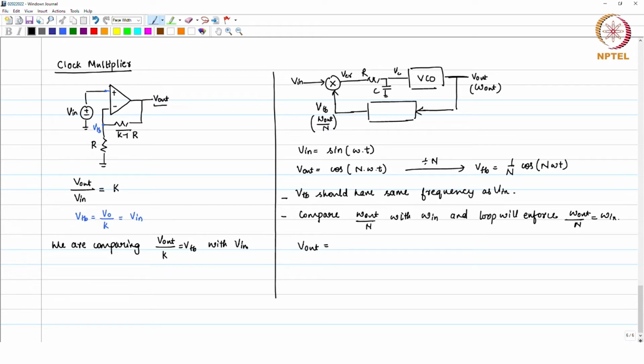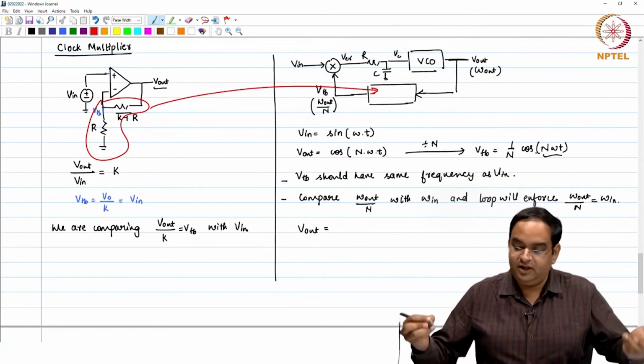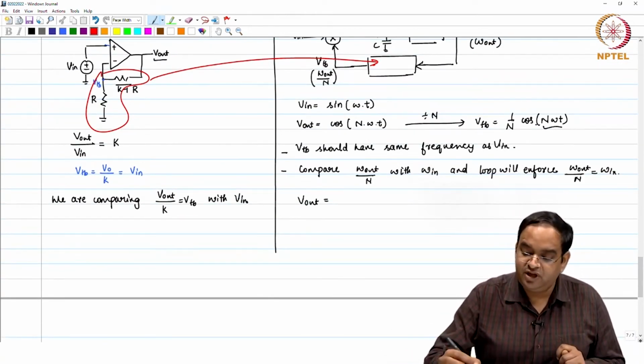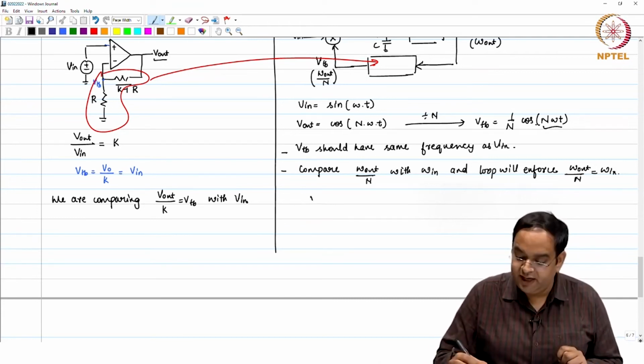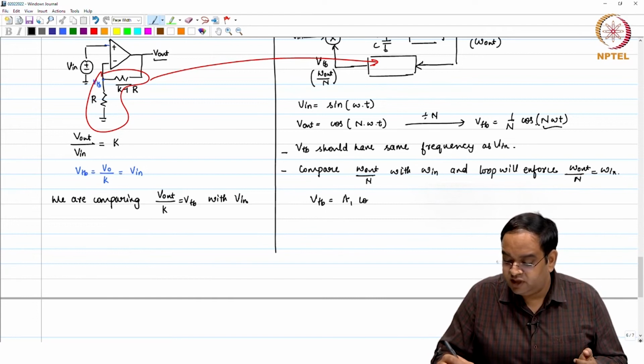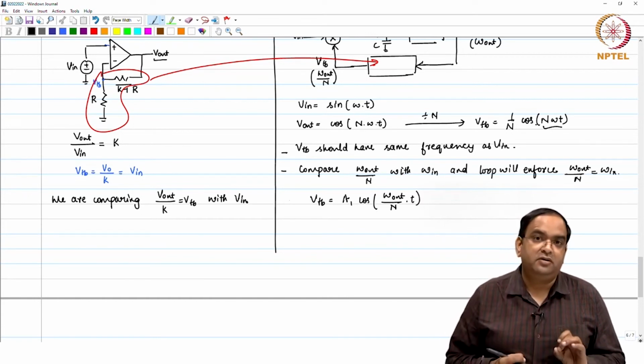Does it divide the frequency? Not at all. It does not divide the frequency at all. So, you cannot use this kind of resistive network here, it is not possible. What you need to do, how we do it, that is for the course that you will come to know about, but you need to somehow divide the frequency. Ideally, V_FB, you can have any gain in the signal, maybe let us say A1 times cosine of omega out by n times t. This is what you want.